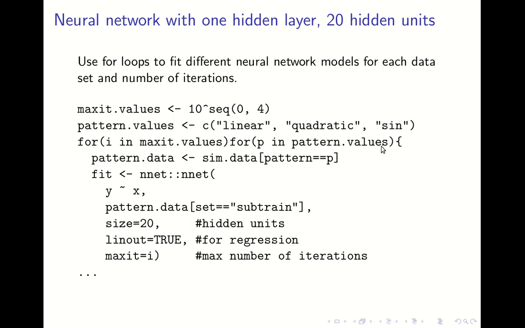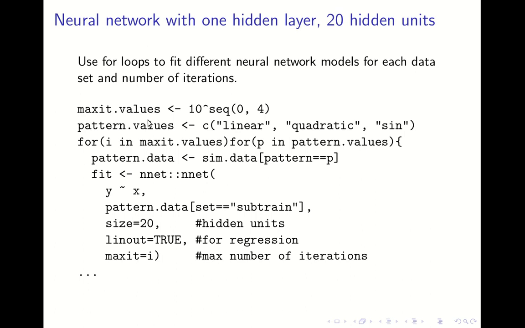So finally, let's start to do some machine learning. After having separated all of those data points into subtrain and validation sets, here I'm going to run a neural network with one hidden layer and 20 hidden units. Here I show you some R code where we first define the different values for the maximum number of iterations in this neural network. That's going to be a hyperparameter that controls how much we're fitting the training data.